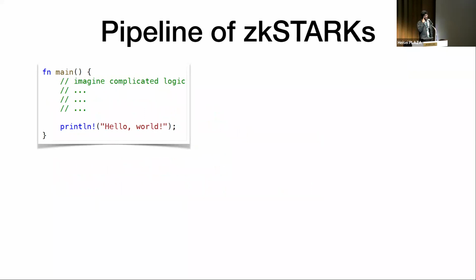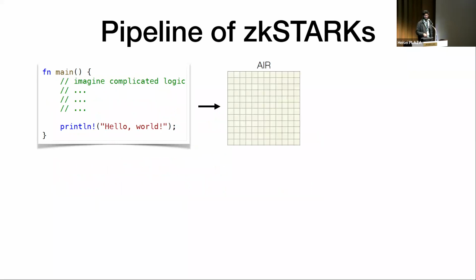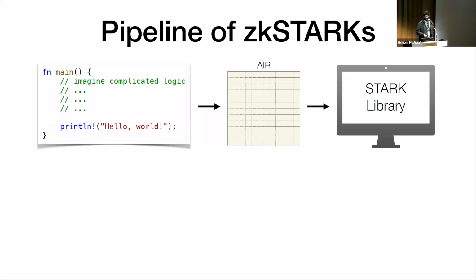Okay, so let's go over some details. What is the pipeline of these proof systems? Let's say you have your code. It's doing some complicated stuff. You're going to translate it into what's known as an arithmetic intermediate representation. Think of this as just a table of field elements, and every row is related to the next row in a very specific way. And you plug this intermediate representation into your favorite STARK library, and this is going to spit out a proof.